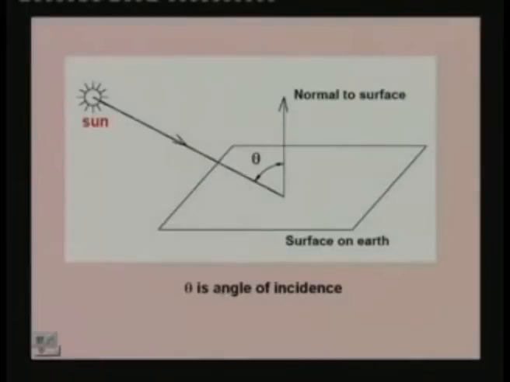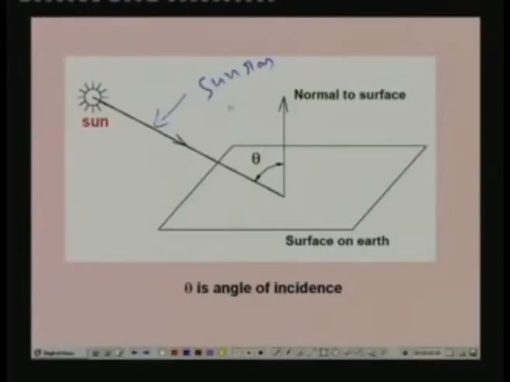Now, what is the angle of incidence? How is it defined? This is the sun's ray, and this is the surface on earth, and this is a normal to the surface. So, the incident angle is theta. Theta is nothing but the angle between the sun ray and the normal to the surface. So, this is this angle.